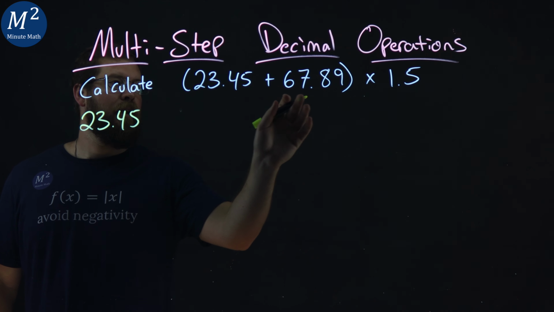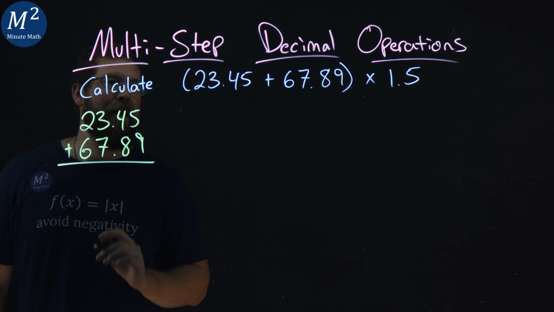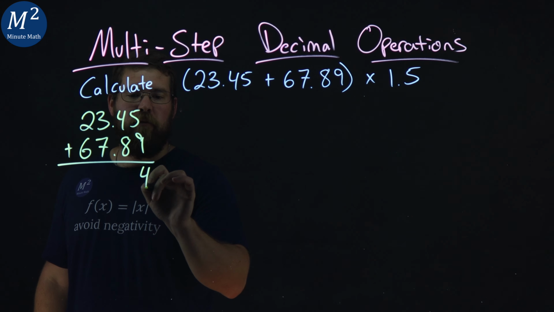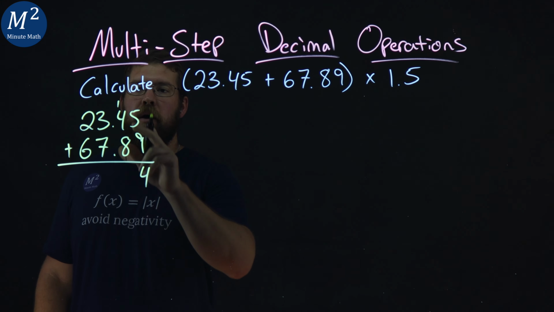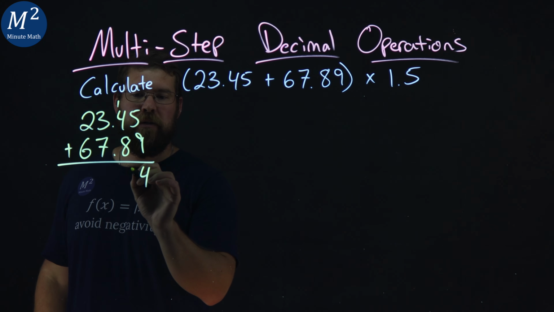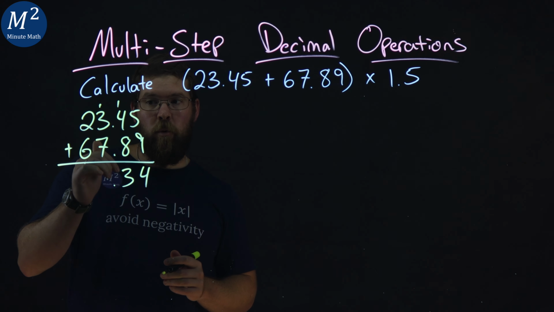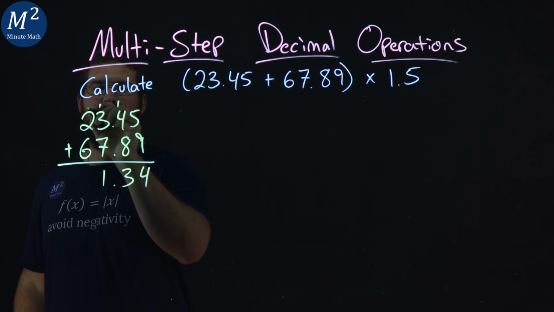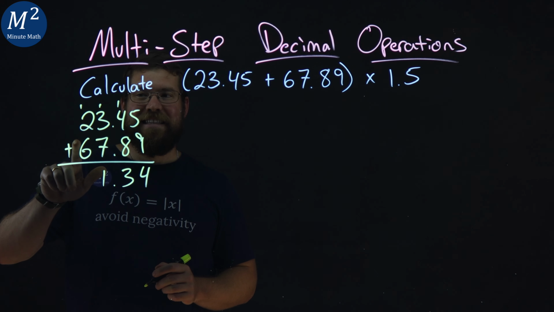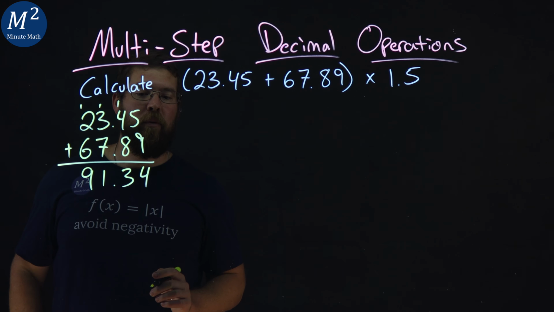23.45, line that up. We have 67.89. Make sure you line up the decimal. We're going to add these two together. 5 plus a 9 is a 14. 4, carry the 1. 1 plus 4 is a 5, plus the 8 here is a 13. 3, carry the 1. 1 plus a 3 is a 4, plus 7 is 11. 1, 1, carry that 1 there. 1 plus 2 is 3, plus 6 is 9. So when we add our two numbers, we have 91.34.